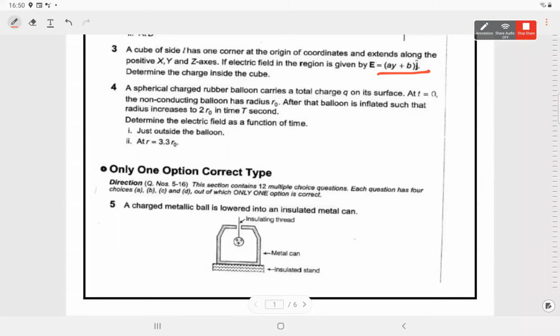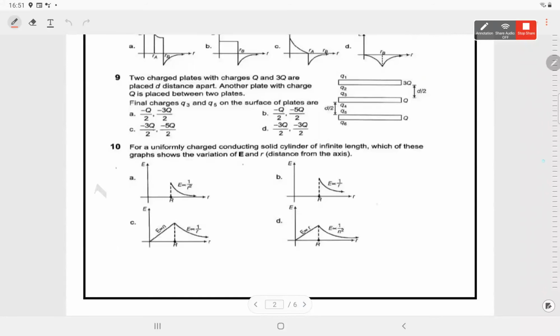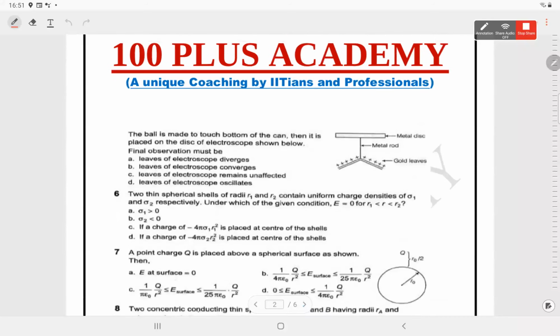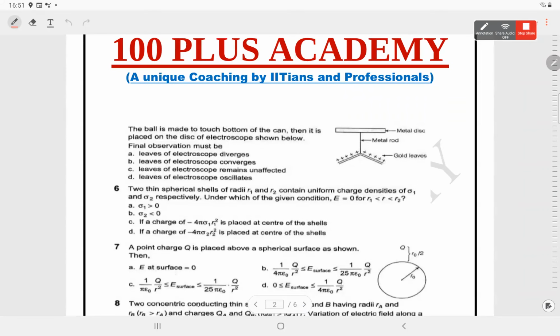Question number 5. This is a one option correct objective. A charged metallic ball is lowered into an insulated metal can. Thread is insulated, stand is insulated. This is a metal can and inside it there is a metallic ball that is charged. The ball is made to touch the bottom of the can, then it is placed on the disc of an electroscope as shown below. The final observation must be.